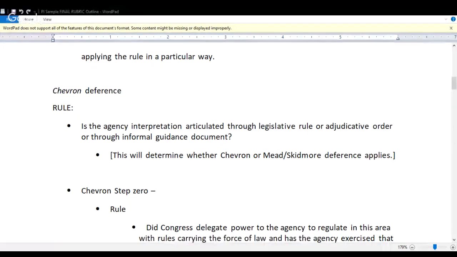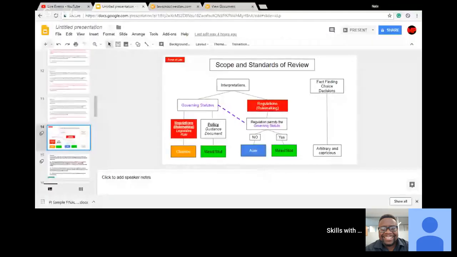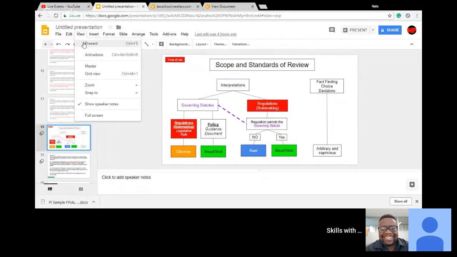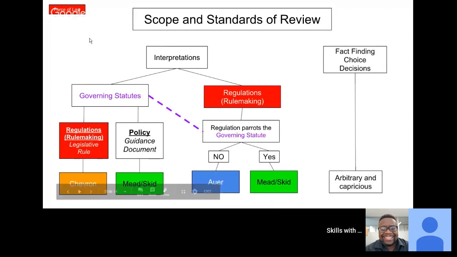Mm-hmm. Now remember earlier, let me see if I can bring this up again. I remember you had the two sides with the chart going down. Yeah. Now I'm going to bring it up right now. So I want you to remember earlier. We're going to go back to the chart real quick. Now remember with this chart, this is the same thing. Remember, governing statute, whether it's a regulation, legislative rule, or you could actually put adjudicative order there too, or a policy document.